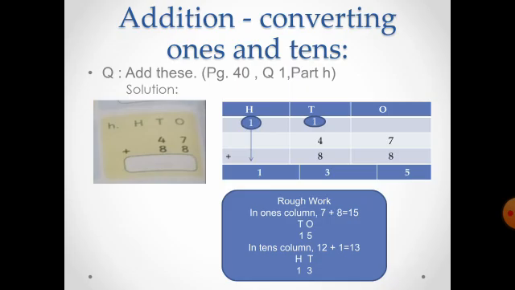In the ones column, 7 plus 8 is equal to 15. So as I told you earlier, 5 will be written in the ones column and 1 will go to the tens column. Similarly, in the tens column, we are getting 8 plus 4, that is 12, and 12 plus 1 is equal to 13.